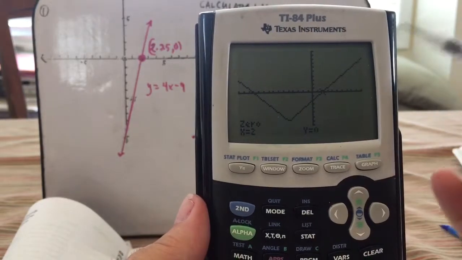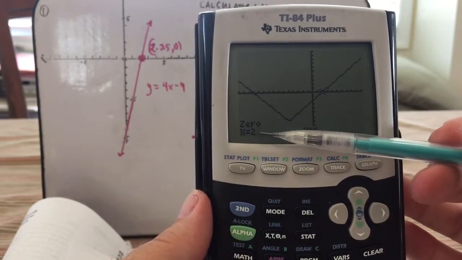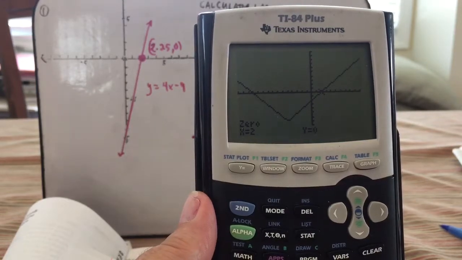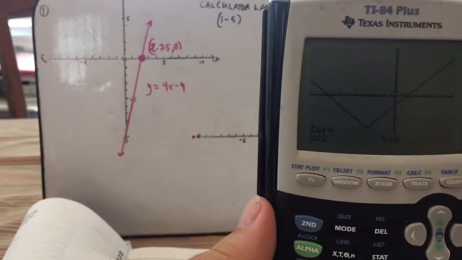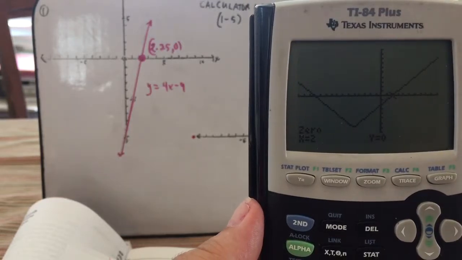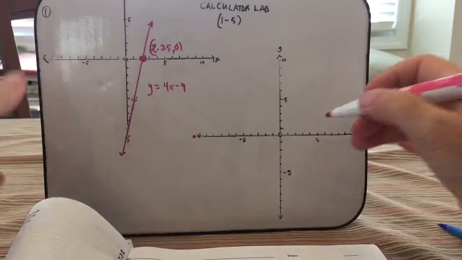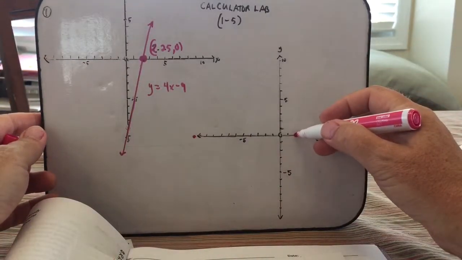Okay, and this isn't rounded off. It's a nice integer, 2. So when x is 2, y is 0. And that makes sense. Again, if I put in a 2, 2 plus 5 is 7, and the absolute value of 7 is 7. So that checks. Okay, so let's graph that. So when x is 2, y is 0.